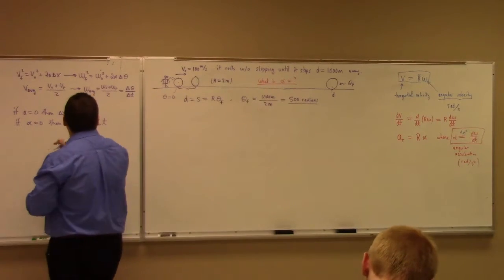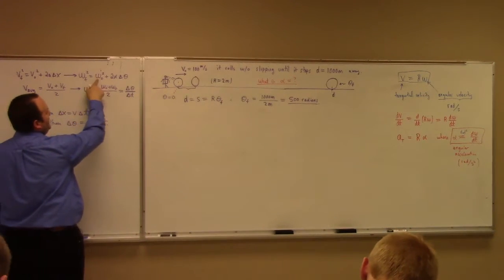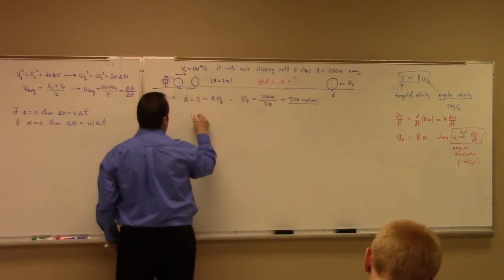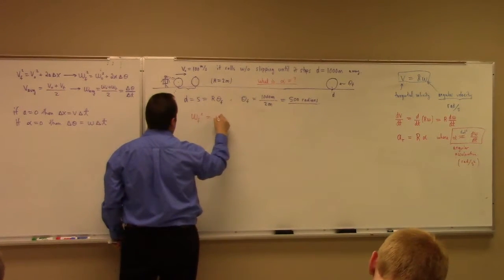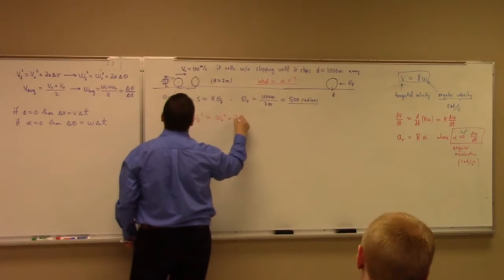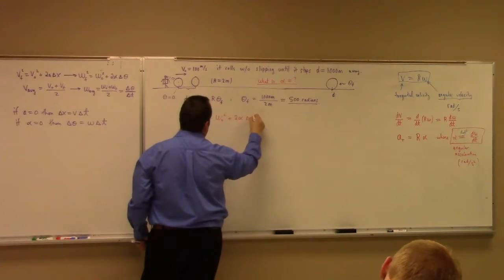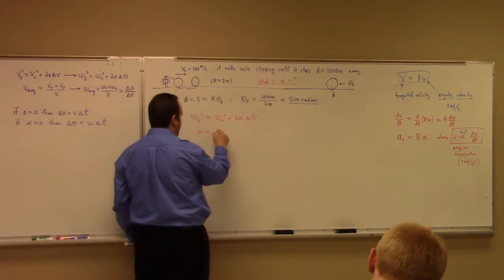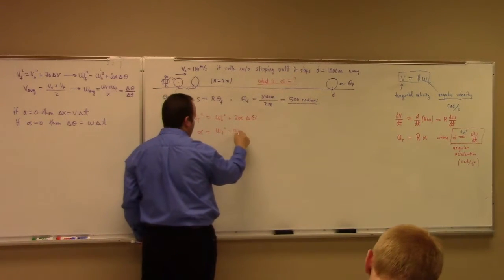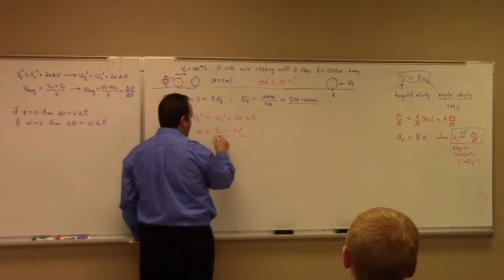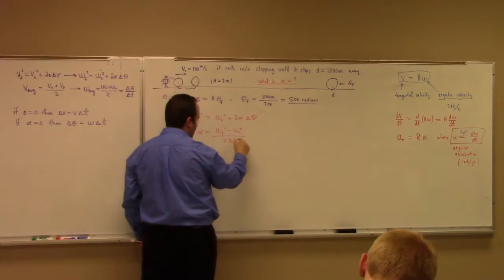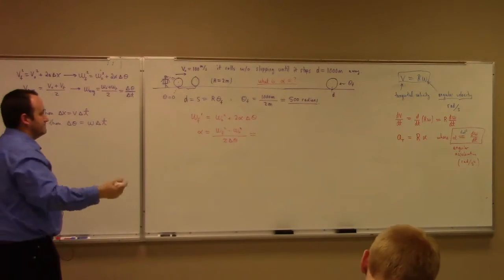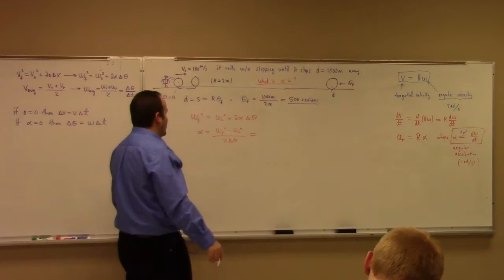Yeah, I think we do, because we have omega f squared equals omega naught squared plus 2a. So we can use a timeless equation, basically, right? Omega f squared equals omega naught squared plus 2 alpha change in theta. We don't know alpha, but we know everything else here. So alpha is equal to omega f squared minus omega naught squared divided by twice the change in theta. What's that give us?